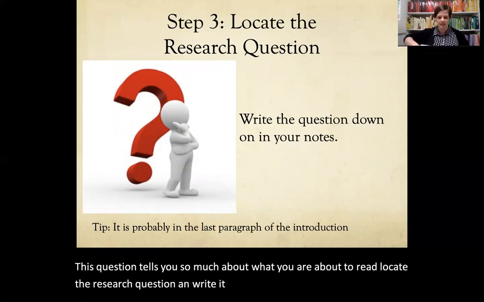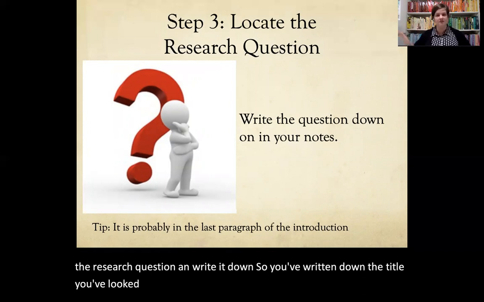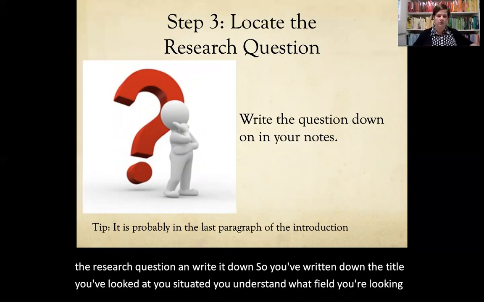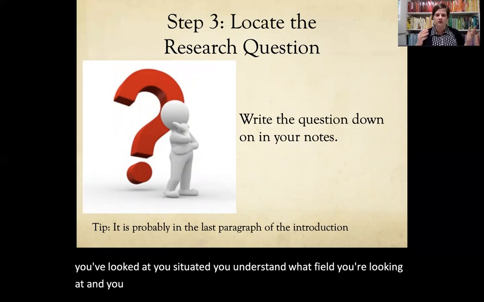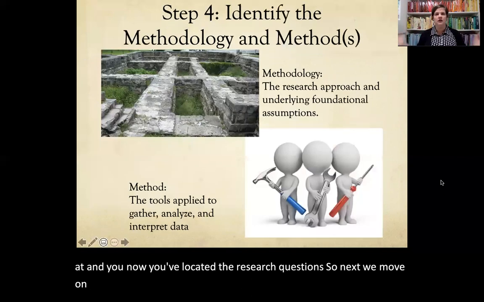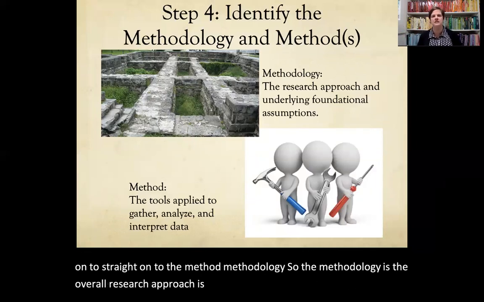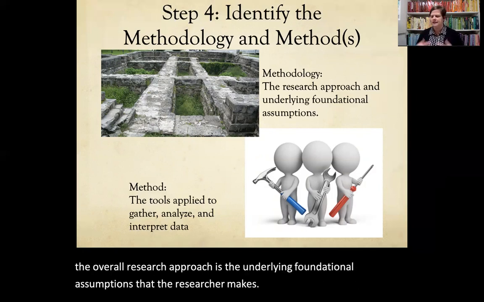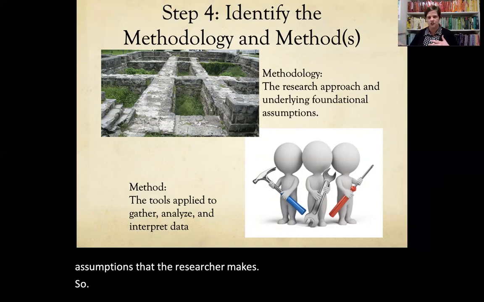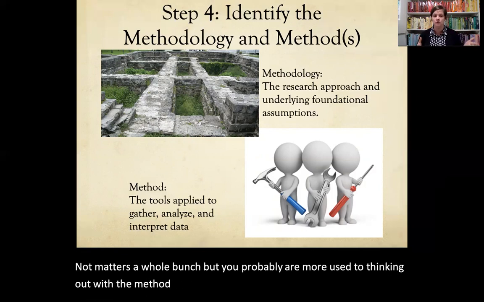So you've written down the title, you've situated, you understand what field you're looking at, and now you've located the research question. So next we move straight on to the method and methodology. So the methodology is the overall research approach. It's the underlying foundational assumptions that the researcher makes. So that matters a whole bunch, but you probably are more used to thinking about what the method was. The method is actually the tools that were applied to gather and analyze and interpret the data.